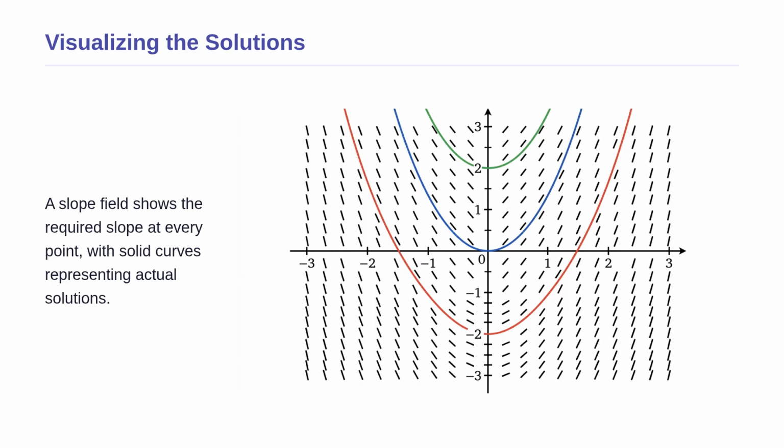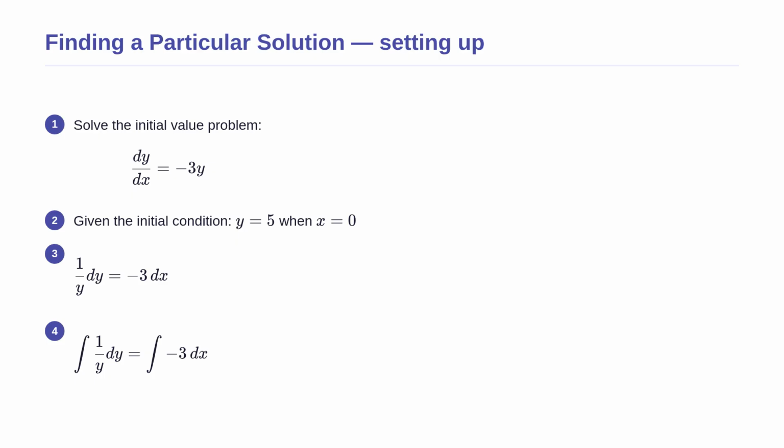The solid colored curves are the actual solutions, like the parabolas we just found. You can see how they flow perfectly along the path dictated by the tiny lines, much like water flowing down a rocky stream. Each different curve represents a different starting condition, showing exactly why that constant of integration is so important.